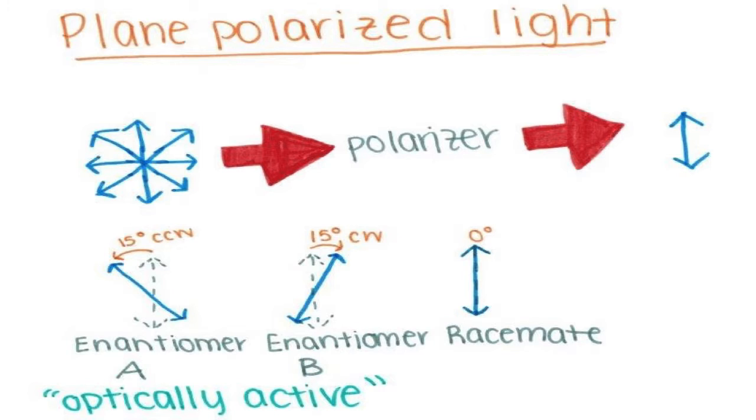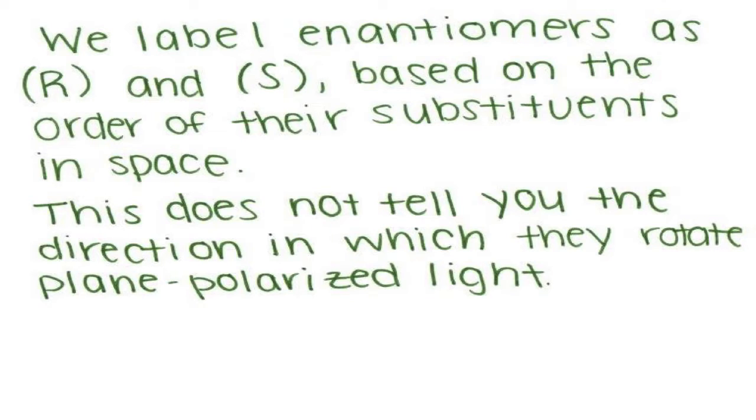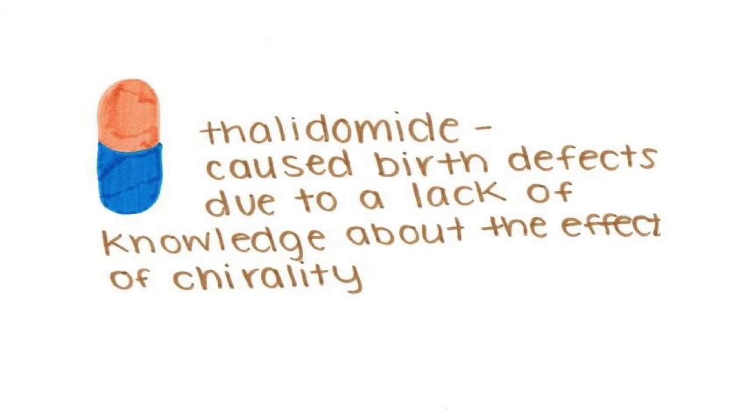One cool property of chiral molecules is that they are optically active, meaning that they can characteristically rotate plane polarized light, which is light that travels in only one direction. A pair of enantiomers will rotate plane polarized light the exact same number of degrees, but in opposite directions. A racemate will not rotate plane polarized light at all. To speak about the two different enantiomers of a pair, we label them as R and S based on the order of their substituents in space. This does not tell you the direction in which they will rotate plane polarized light.